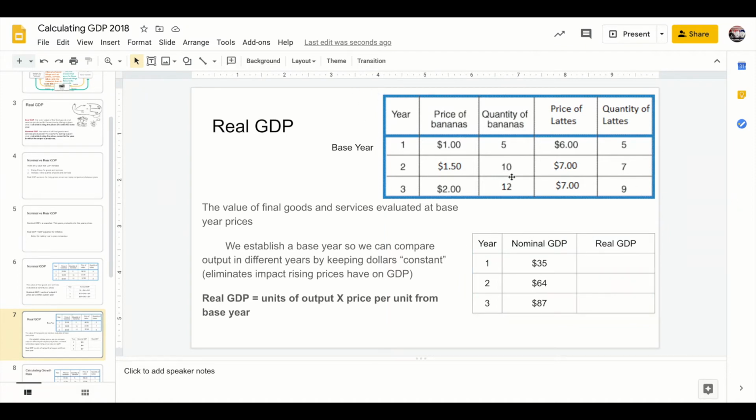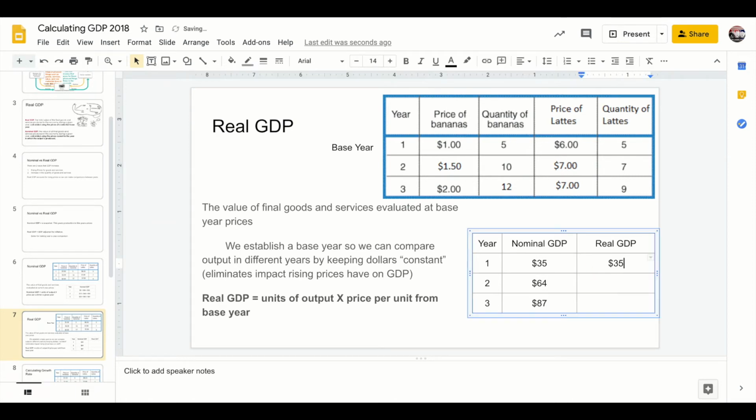for every year when we're doing GDP, we're pretending that the prices never changed from year one. We're pretending that base year price of year one is our price for everything. So when we do this, we don't even have to do anything for year one because we're using year one prices. So year one's real GDP is exactly the same as year one's nominal GDP. For year two, now we take our output from year two, 10 bananas, and we're going to multiply it by the base year price of $1. So that's going to come out to $10 plus whatever we get for lattes for year two. So it's going to be 7 lattes times the $6 that they cost in year one, and that's going to be $42. And that equals what? $52. All right, so 52 is what we have for real GDP for year two.